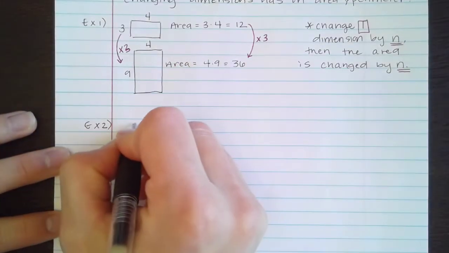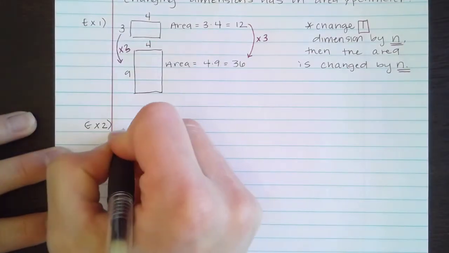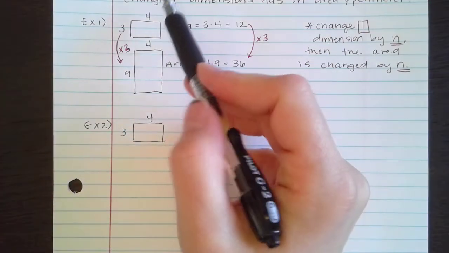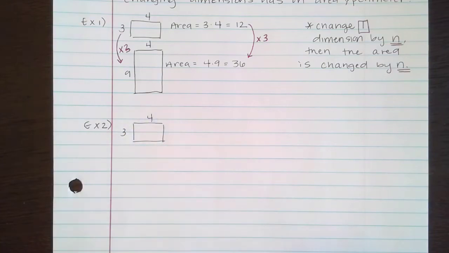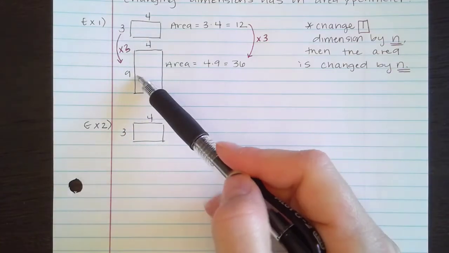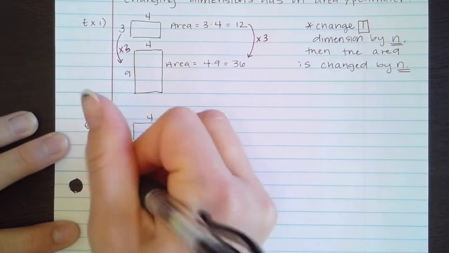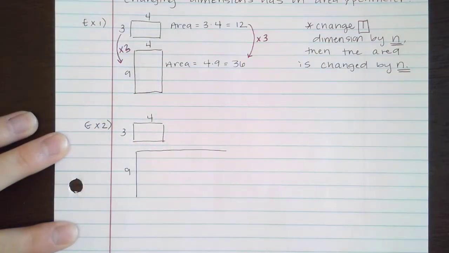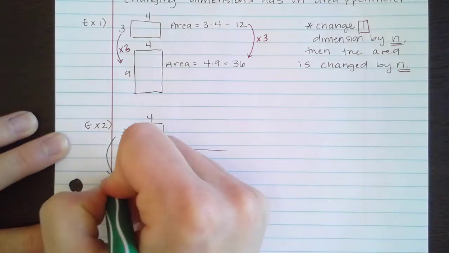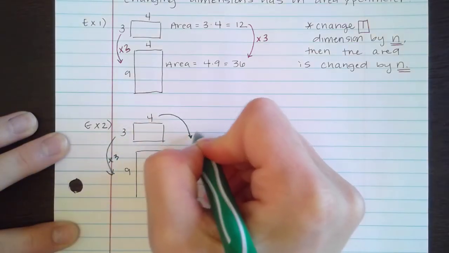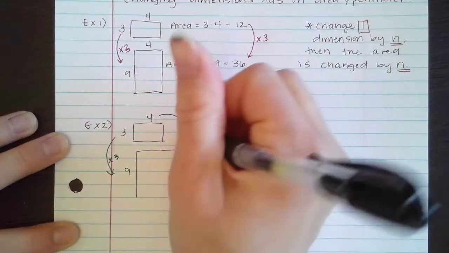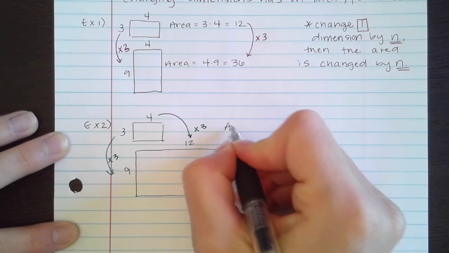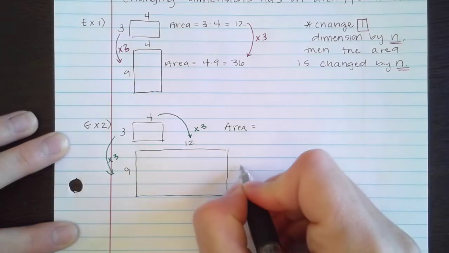Now, example 2, we're going to set up one that's very, very similar. In fact, we're going to use the exact same original shape, but instead of changing one dimension, I'm going to change both of the dimensions. So I'm going to use a different color here. I'm going to change this by 3, and I'm also going to change this by 3. So I'm going to change both of them, and we're going to see what happens. I bet there is a pattern. Who would have guessed? So we're going to find the area of both of them.